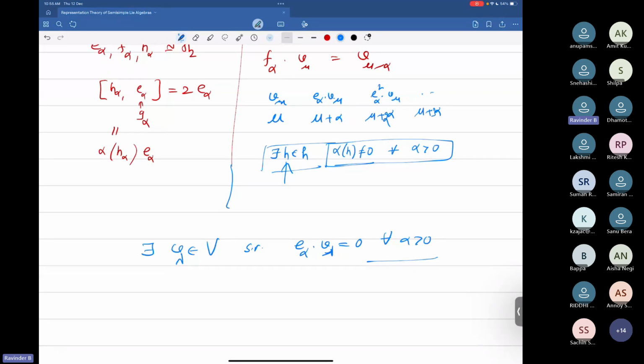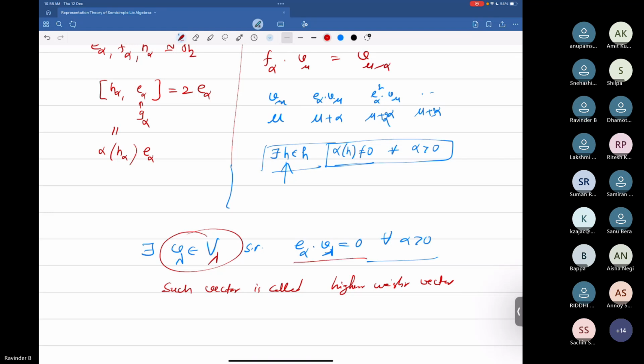Such a vector is called a highest weight vector. This is the weight vector, with lambda as its eigenvalue, and it is killed by all the positive roots. So what you proved just now is that in any finite dimensional irreducible representation, a highest weight vector exists.